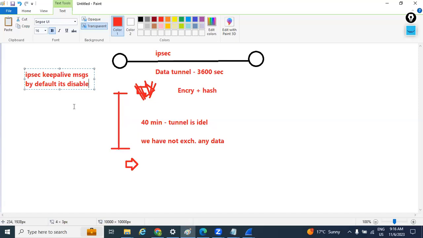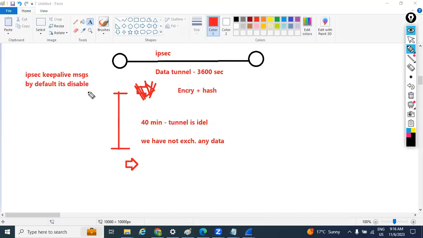The first question: why do we need this kind of messages? Because right now, after 40 minutes, I'm sending some important data, but as site A, as a sender, I'm not sure whether site B is still alive or not. Maybe I'll send the data, but site B is down. So the whole data would be dropped. This is unnecessary.